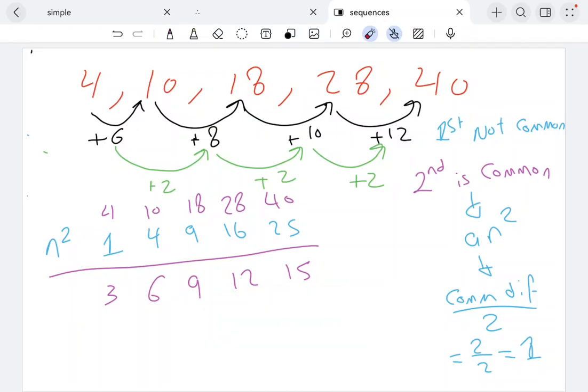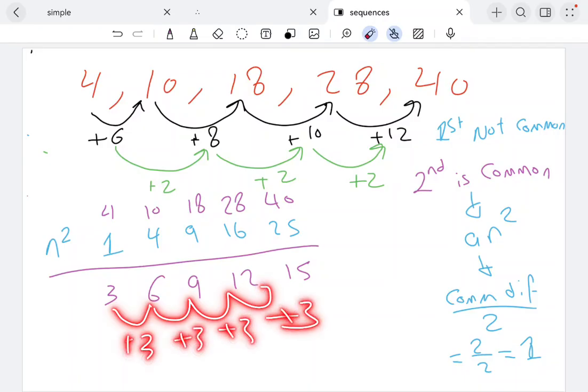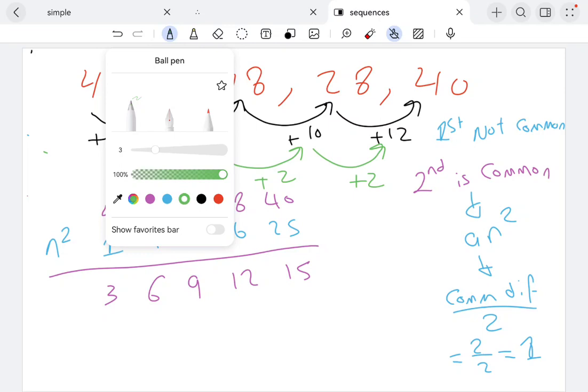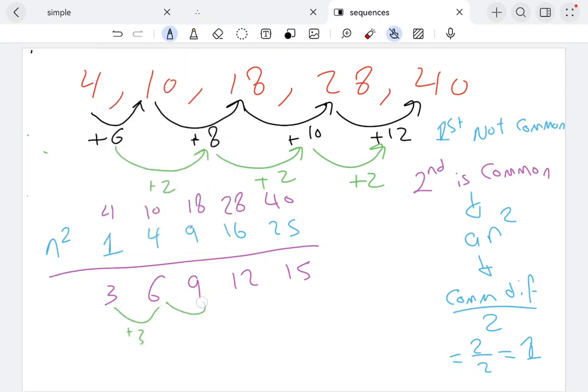We have a linear sequence, because bn plus c is a linear sequence. Why is it linear? The first difference is the same: plus 3, plus 3, plus 3, plus 3. So I know now that it's not only n squared, it's not only constant. I have plus 3 each time, so it's going to be 3n. In a linear sequence, the coefficient is the same as the first difference. So it's going to be 3n.